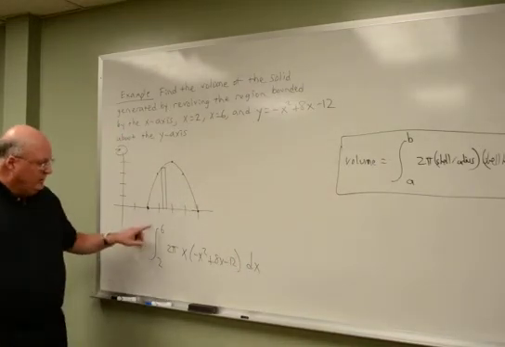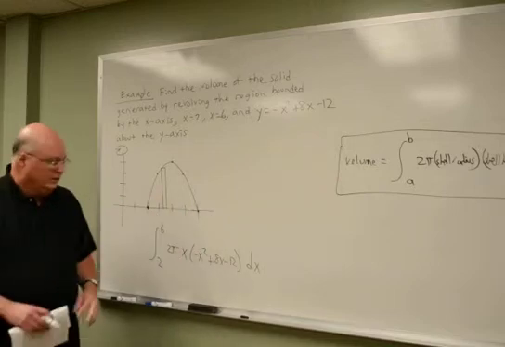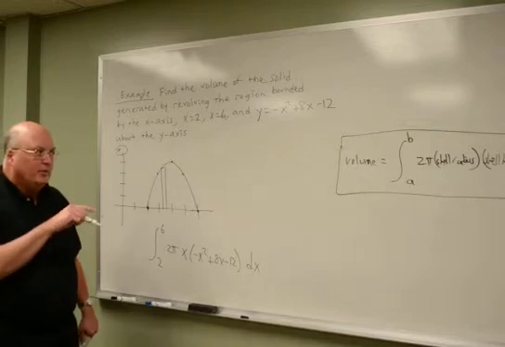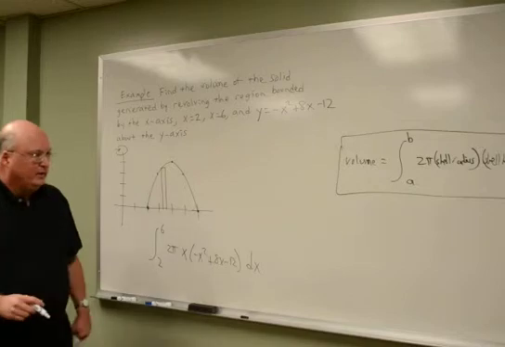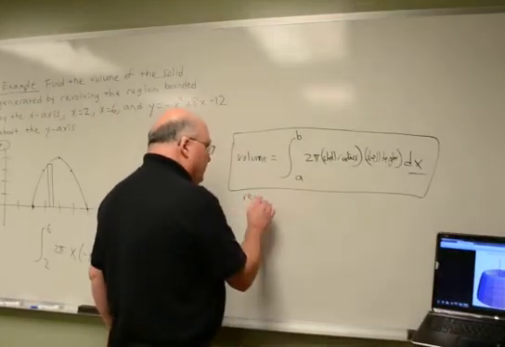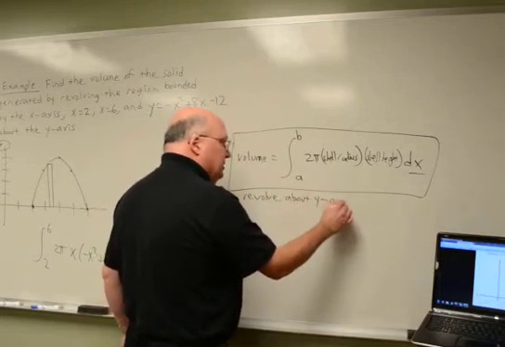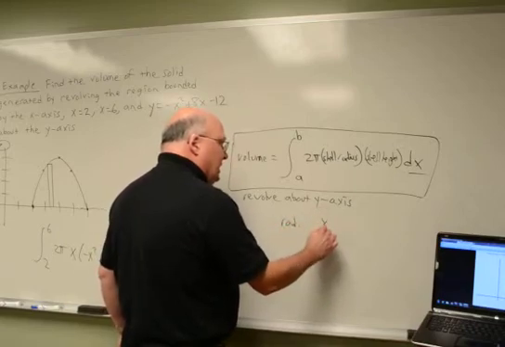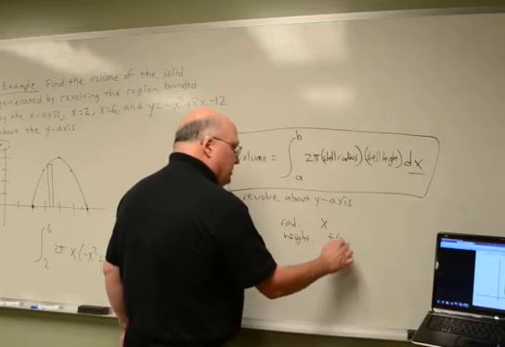So again, integral from a to b, 2 pi, shell radius, shell height. So I want to pause for just a moment and say what the shell radius and shell height are before I actually talk about working that integral. When we revolve about the y-axis, our shell radius is x, and our shell height is f of x.